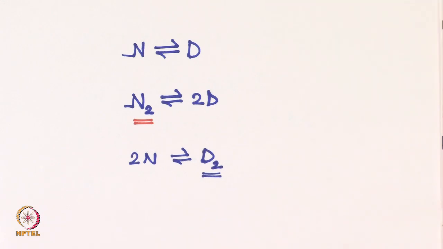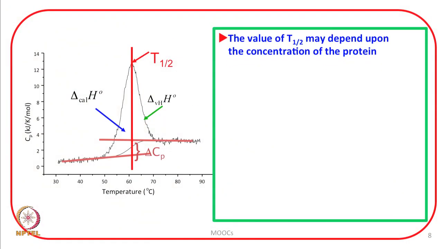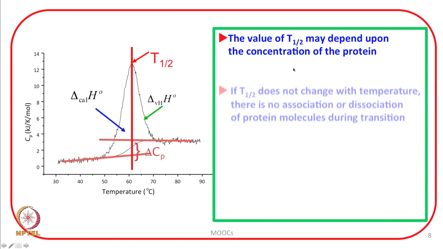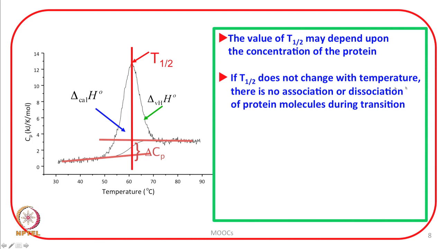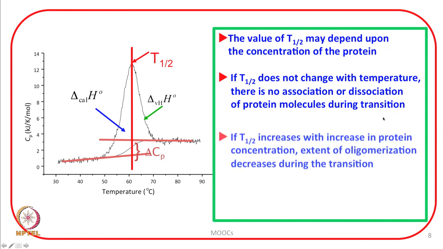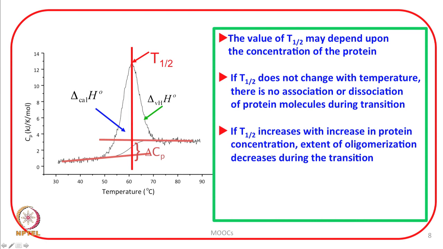So, this is what is commented on here. If the value of T half depends on concentration, then some conclusions can be drawn. For example, the value of T half may depend upon the concentration of the protein. If T half does not change with concentration, there is no association or dissociation of protein molecules during the transition. If T half increases with increase in protein concentration, the extent of oligomerization decreases during the transition.